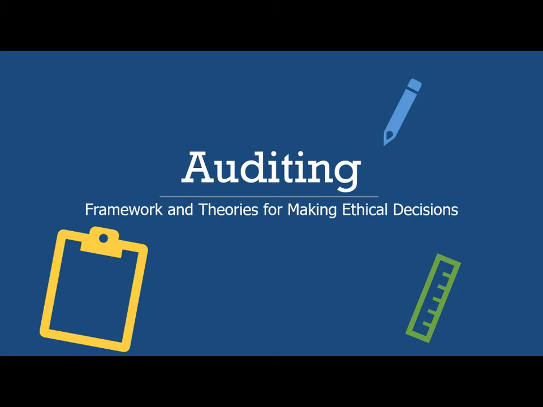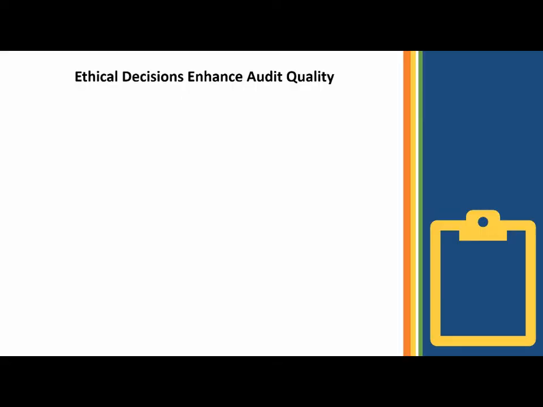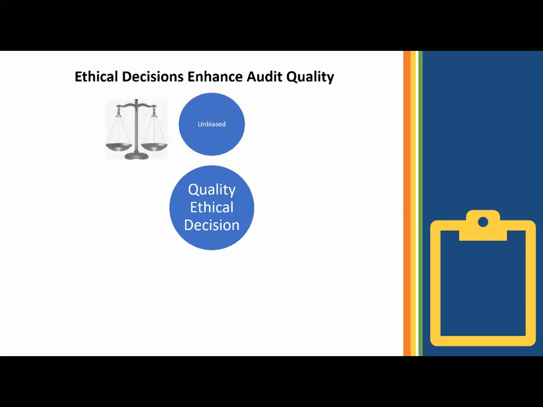In this lecture on auditing, we're going to discuss the framework and theories of making ethical decisions. Ethical decisions are essential to audit quality. They enhance audit quality because, again, everything is based on the user's ability to rely on and trust us as auditors. So to make that quality ethical decision, you should be unbiased, and we've said that in several lectures, understanding what's fair and what's right.